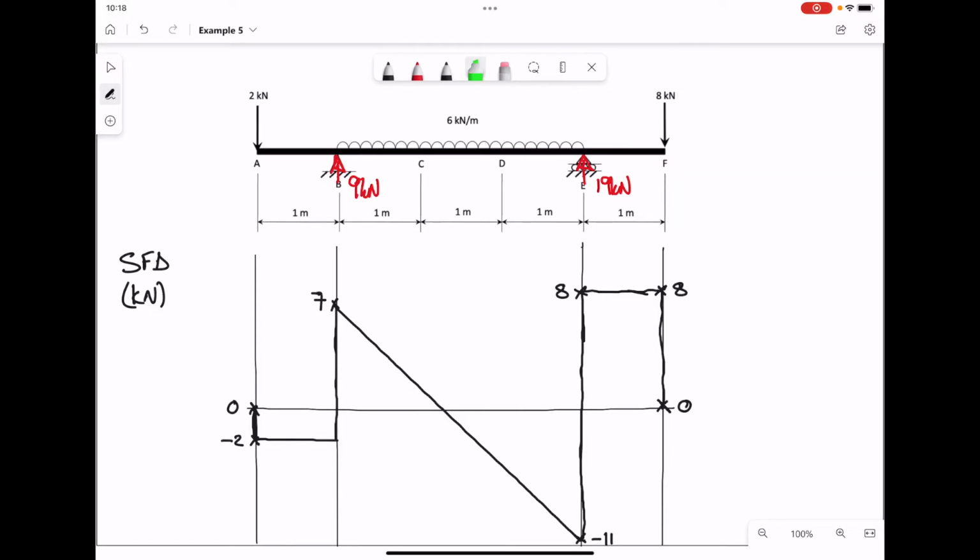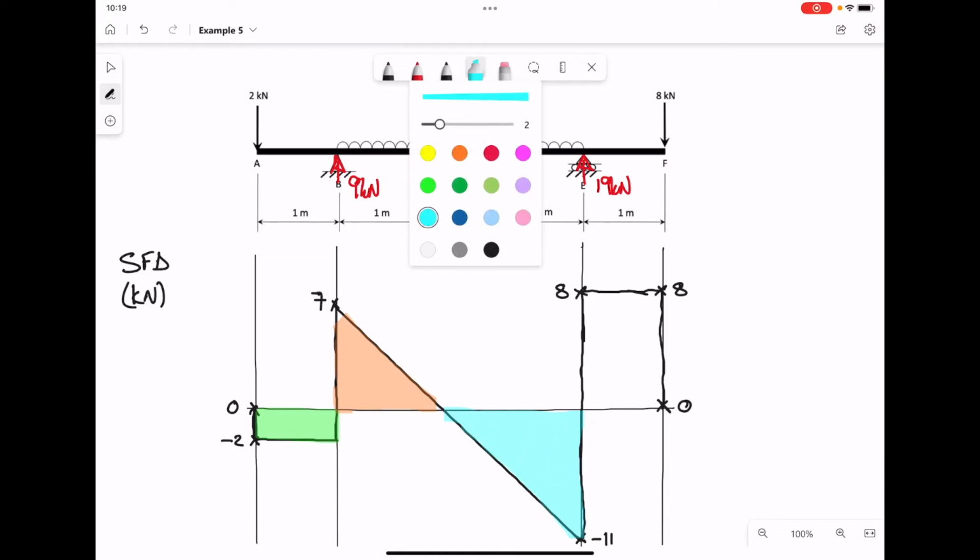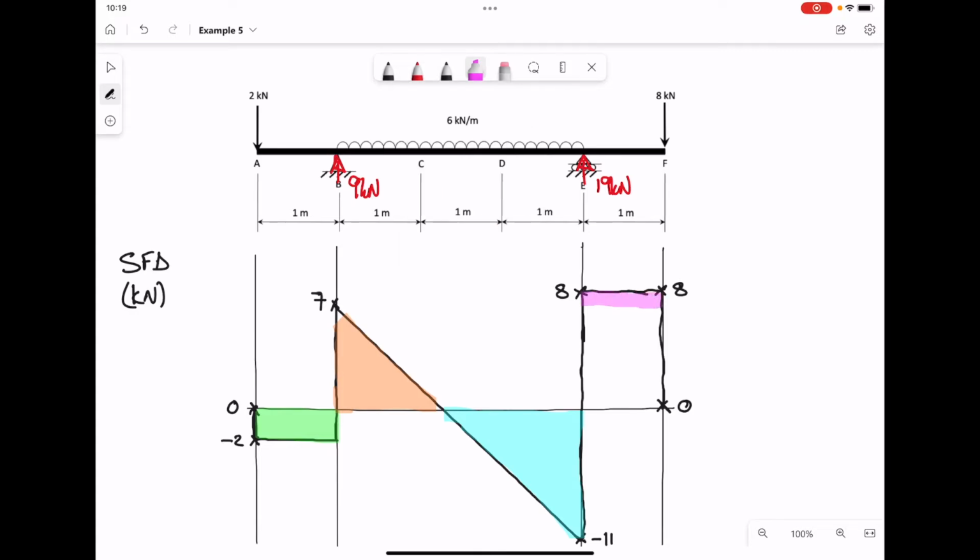To draw our bend moment diagram, what we need to do with the shear force diagram is to be able to work out the value for each of the areas we have enclosed on the shear force diagram. So each of these areas we need to work out the value, because we're going to use the area value to help us to plot our bend moment diagram. So in this case we have 4 areas, rectangles and triangles. So we need to work out each of these areas.